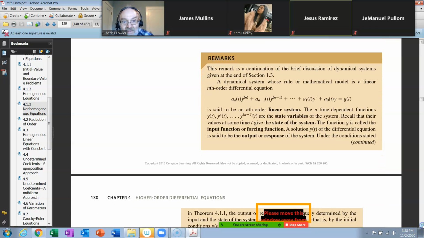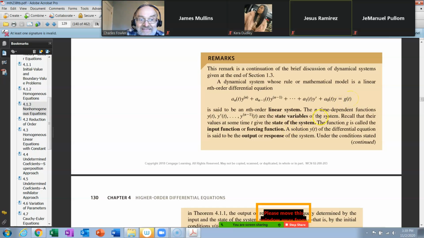Now, this remark is a continuation of what we did before, so I'm not going to go into it a lot. But this is a dynamic system, dynamical system they call it, where T is your time dependence, generally. And now instead of X's here, you have T's, everywhere you have that, and there you have a G of T. That's an nth order linear system, non-homogeneous because that G of T is not zero.